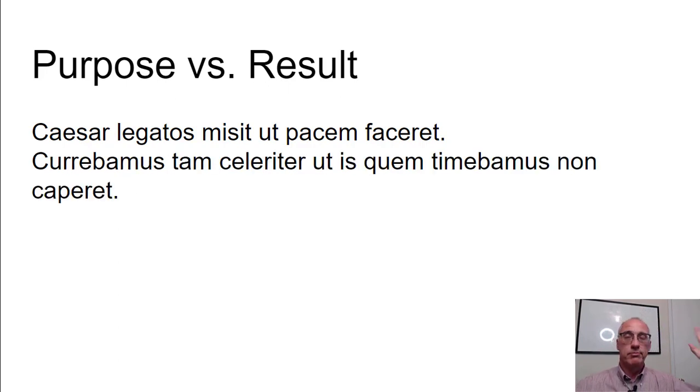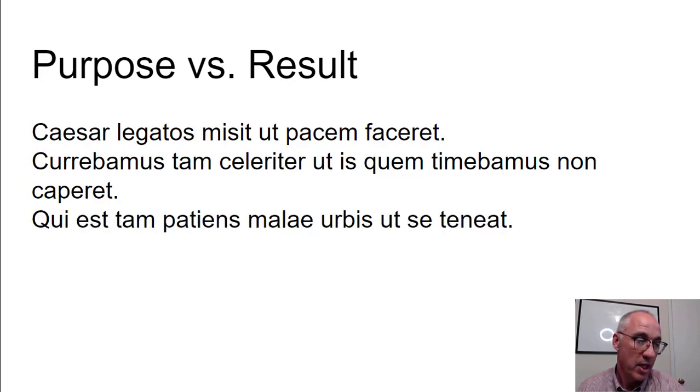Currebamus tam celeriter ut neminem timeremus. As soon as you see that tam, there's so in there. I bet you this is going to be a result clause. And as soon as you hit that ut with the imperfect subjunctive, sold. We ran so swiftly that as a result, we did not fear anyone. There was not anybody who would fear us. Tam, again, locked in there. So, that as a result, and there's your ut clause at the end. Notice you don't even have to translate the sentence to know whether it's purpose or result.